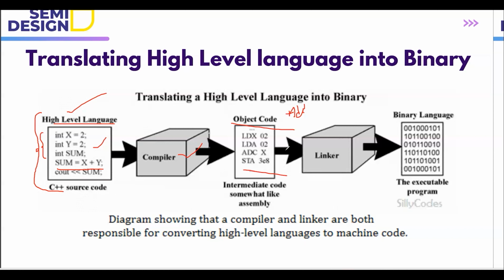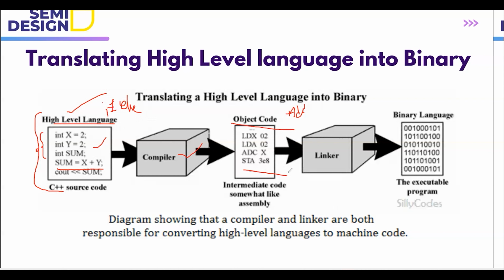Another thing is that here we will use control transfer instructions like branch type or jump type. But in high level languages we'll use if-else conditions or for loops. These types of conditional statements will be used.